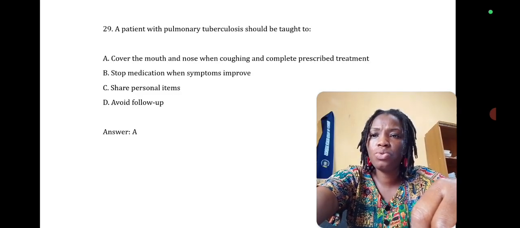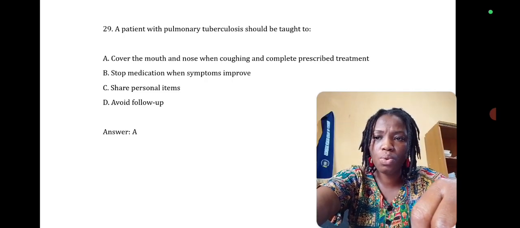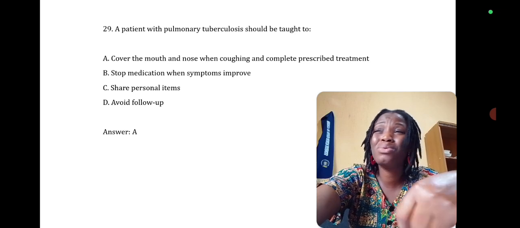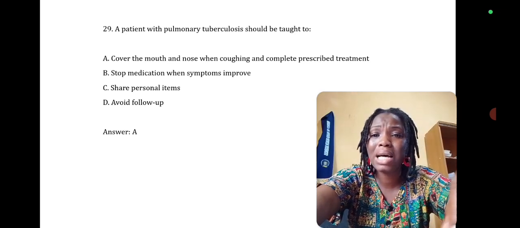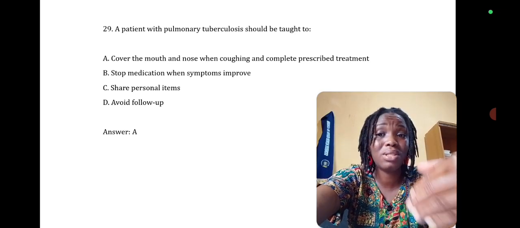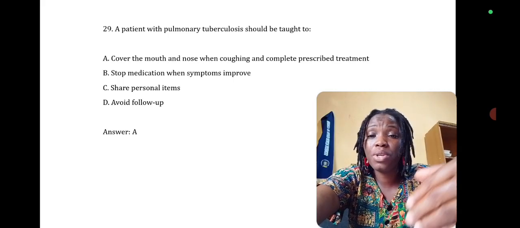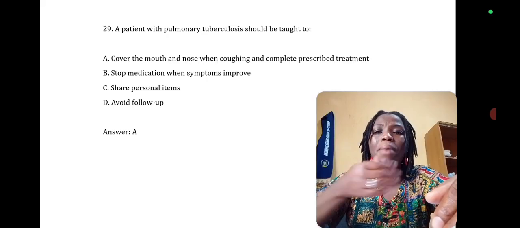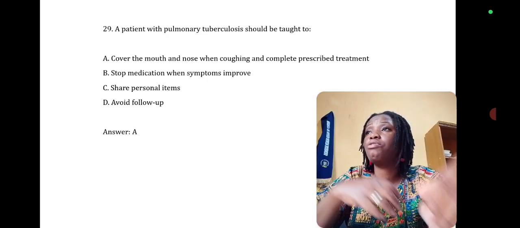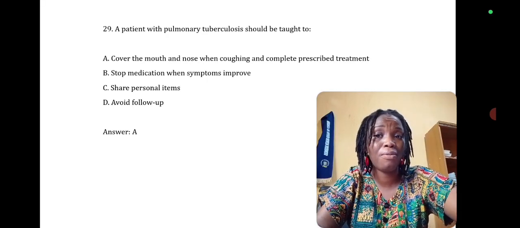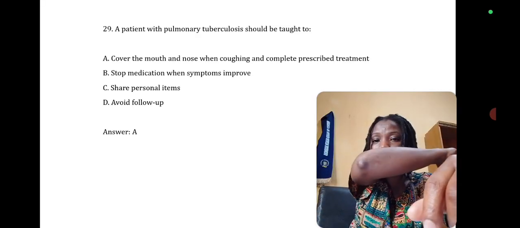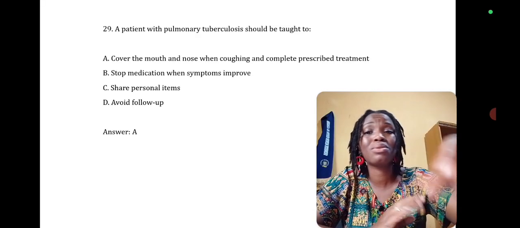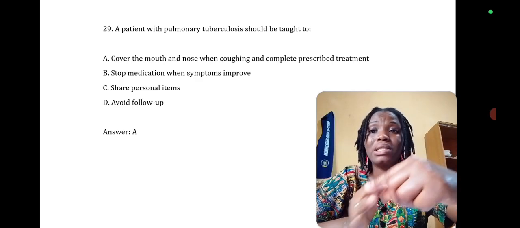Question 29. A patient with pulmonary tuberculosis should be taught to A. Any patient with pulmonary tuberculosis, and all communicable respiratory disorders that come with coughing, should be taught respiratory hygiene: cover your mouth when you are coughing or sneezing. If you don't have a handkerchief, you can use the side of your elbow so that you reduce the spread of the vapor coming out during coughing and sneezing.